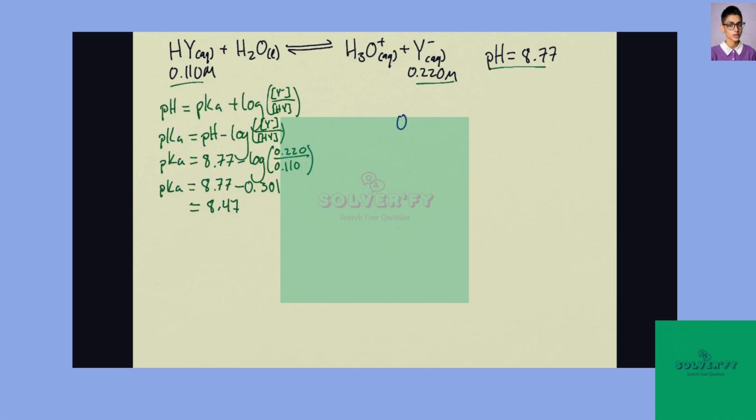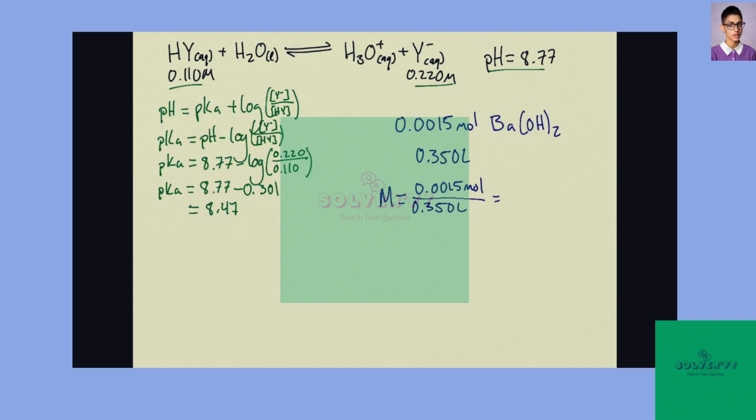Now let's say we add 0.0015 moles of barium hydroxide to 0.350 liters of the buffer solution. We can find the concentration of barium hydroxide since molarity is just moles over liters. So 0.0015 moles over 0.350 liters, and we get 0.00429 molar barium hydroxide.